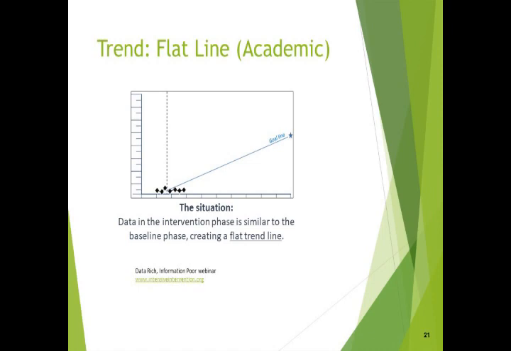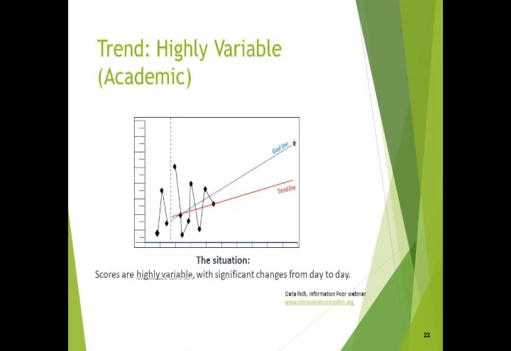Here you see that the data in the intervention phase is similar to the baseline, creating a flat trend line. In this example, scores are highly variable with significant changes from day to day. So again, we have questions to ask ourselves. Why are they variable? What's happening? Why isn't there consistent growth?